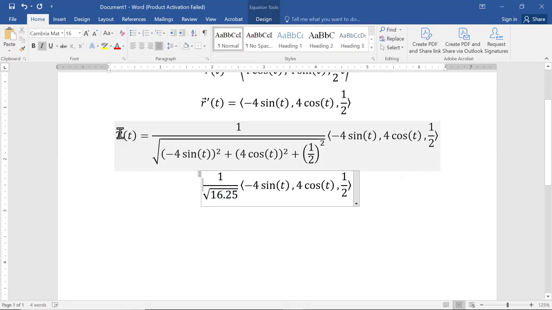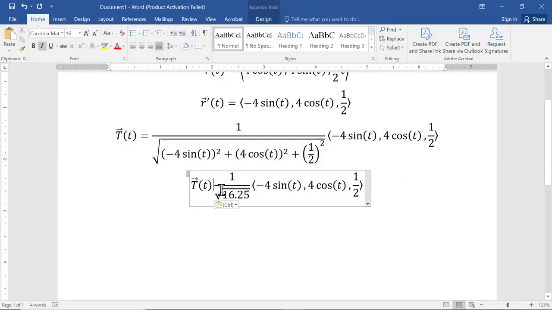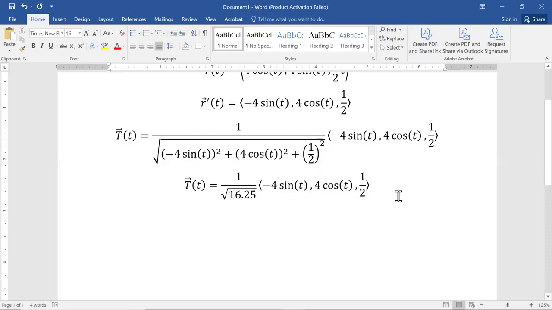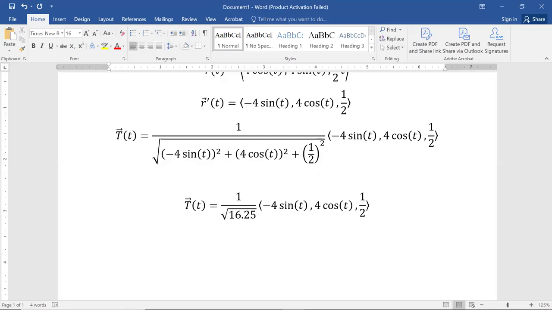So my unit tangent vector is going to be this constant multiplied times the derivative. This is a really nice feature because our derivative had constant length. We got some really nice unit tangent vectors.